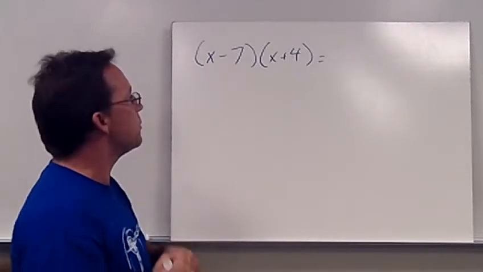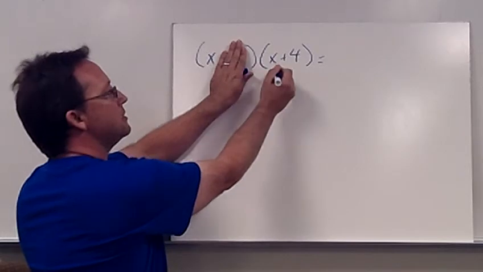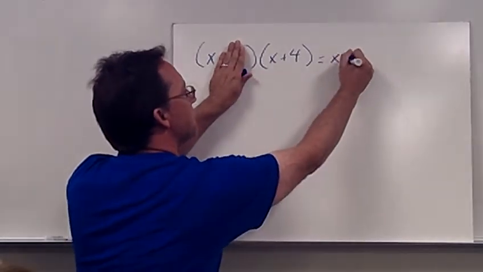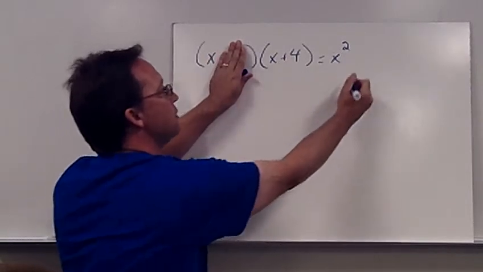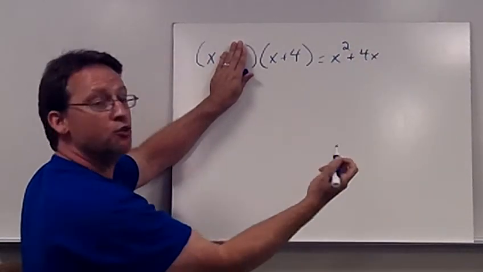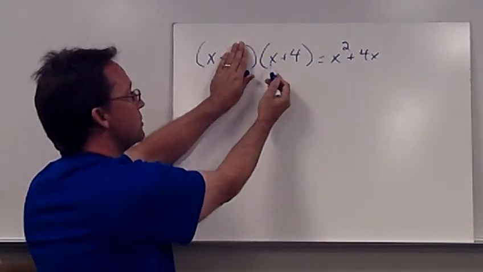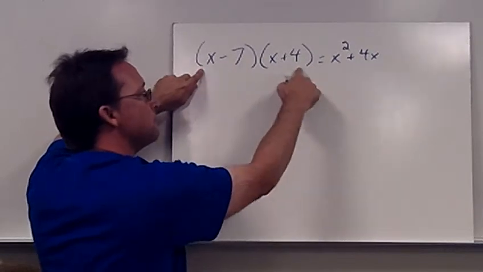We're again doing the distributive property. We're multiplying the first terms together. We're doing the x times the x. That's an x squared. All right? Then x times a positive 4 plus 4x. That's just the distributive property. You may think of it as multiplying the first terms together and then multiplying the outer terms together. X times a positive 4.